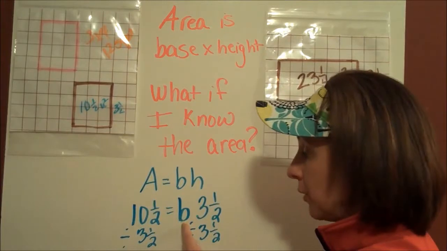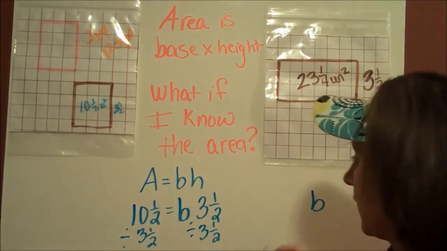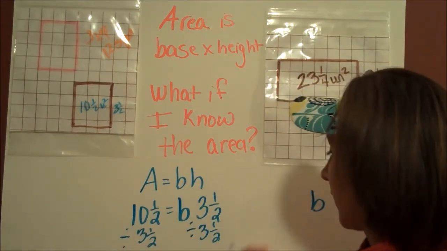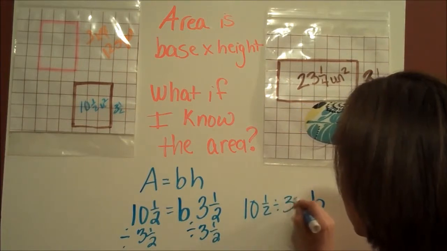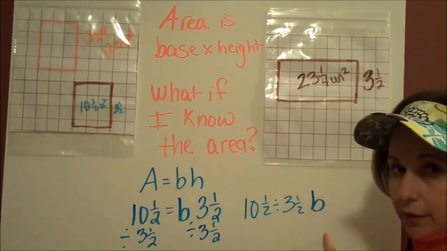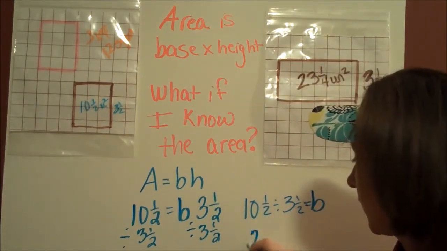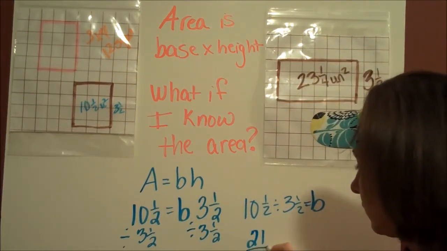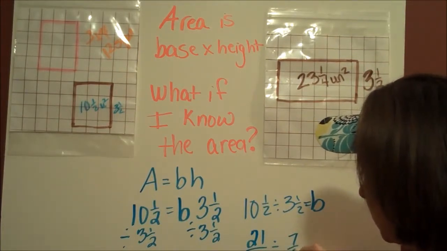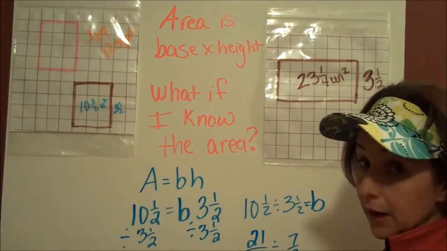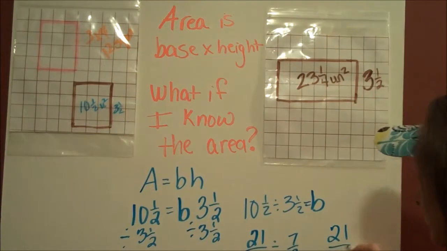And so now B times 3 and a half divided by 3 and a half is B. And my problem, 10 and a half divided by 3 and a half, is what I have to solve to figure out B. So we remember our division rules. This becomes 21 halves divided by 7 halves. Dividing fractions is so fun. Stay, switch, flip, a second one.